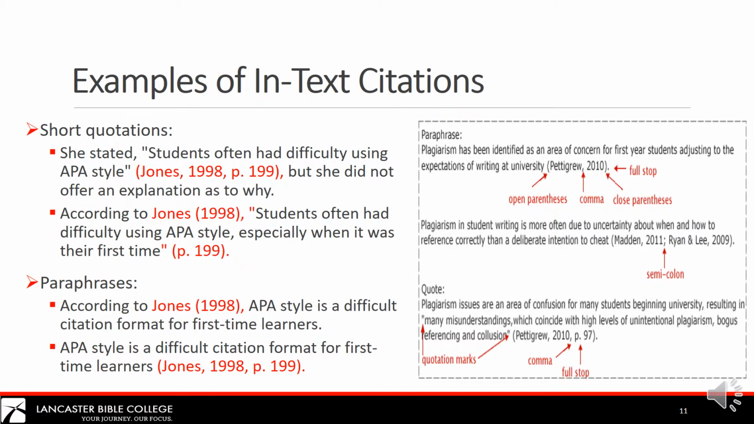In this slide, you can see examples of how to insert an in-text citation for short quotations or paraphrases. In-text citation should include the author's name or names and publication year that are enclosed in parentheses and placed at the beginning or end of the thought or idea you are sharing. When providing a quote, the exact page number of where you found the quote must be included in the parenthetical citation as well.